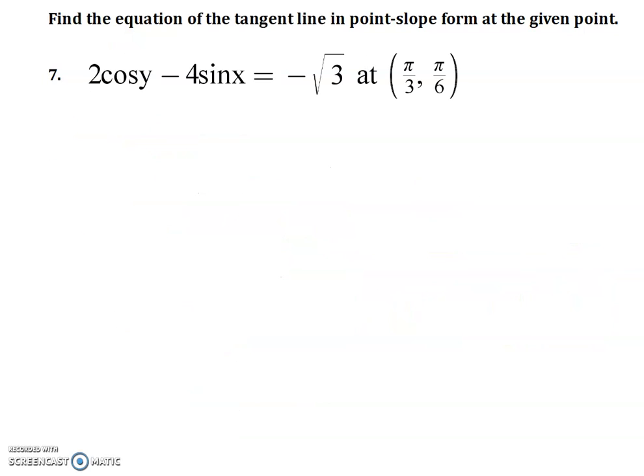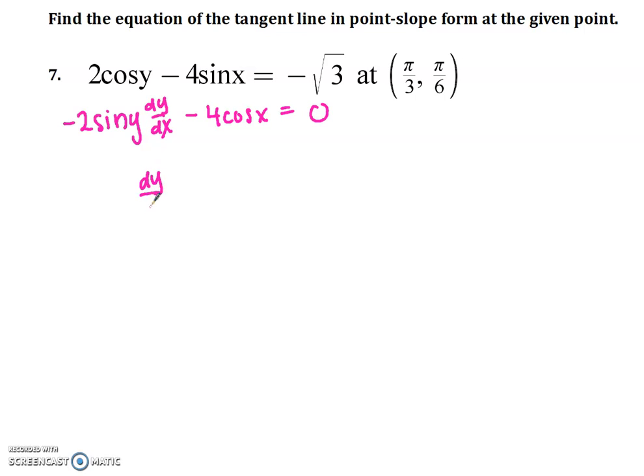Now let's look at a trig one. So same thing, we want the equation of the tangent line in point slope form. So we're going to go through our derivative. The derivative of cosine is negative sine. So that'll be -2 sine of y dy dx. Derivative of sine is cosine. And the derivative of root 3, that's just a number, so it's going to be 0.